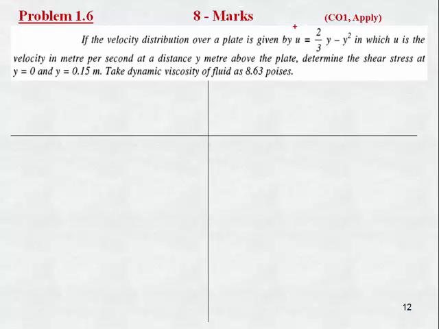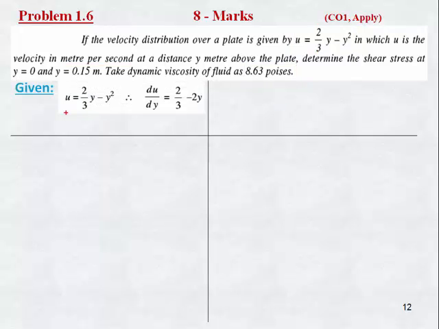In this problem, they have given u velocity as a function, 2 by 3 y minus y square. We can also understand that the given function is in meter per second, so we can say that it is a velocity. Y is 0 and y is 0.15 meter. That means they have given 2 points. Also take dynamic viscosity mu equal to 8.63. Also they say it as poise, so we can confidently say that it is dynamic viscosity. Next we are going to write the given data.